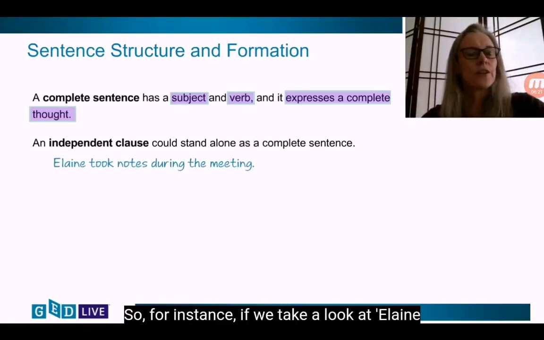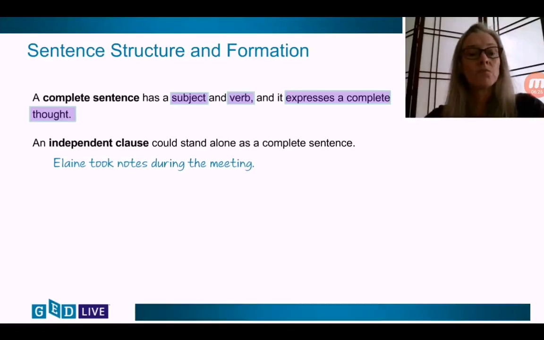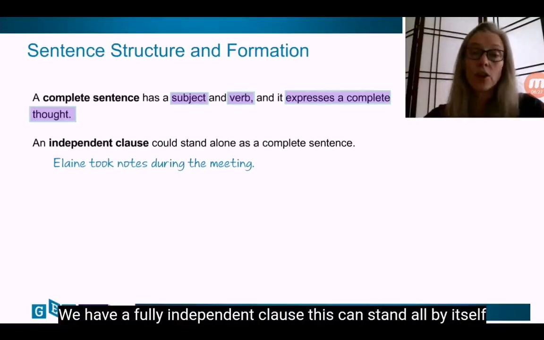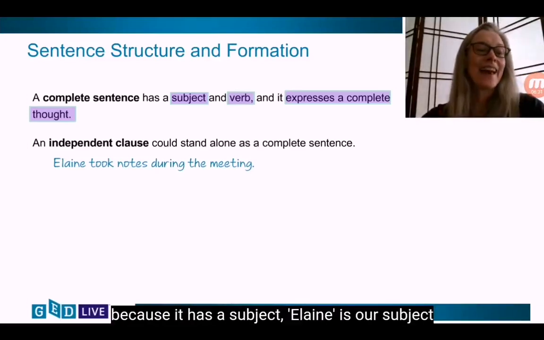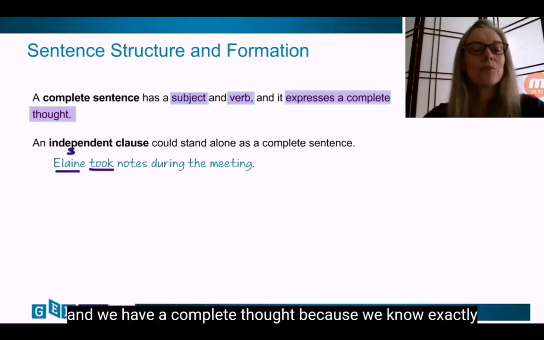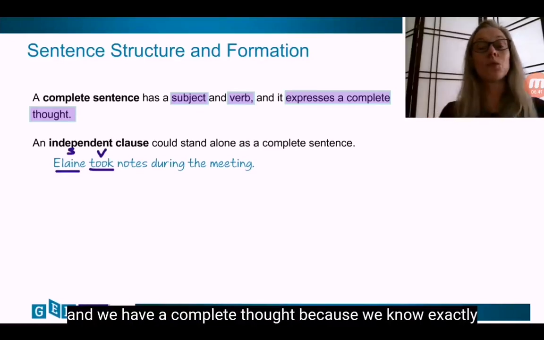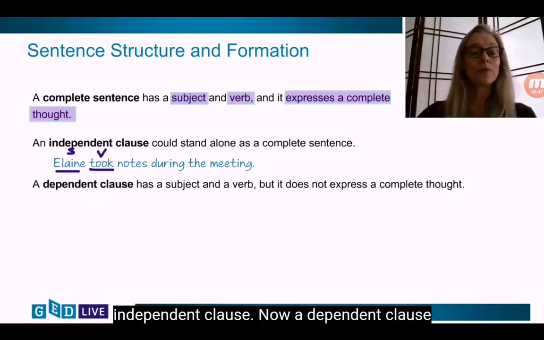So for instance, if we take a look at "Elaine took notes during the meeting," we have a fully independent clause. This can stand all by itself because it has a subject. Elaine is our subject. Took is our verb. And we have a complete thought because we know exactly what Elaine did and when she did it. So that is an independent clause.